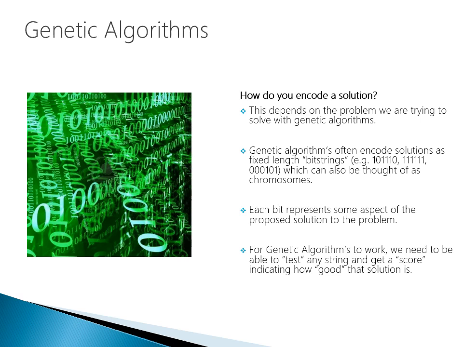For genetic algorithms to work, we need to be able to test any string or chromosome and get a score indicating how good that solution is. So we have to take our bit string and ask, how well does this particular bit string perform given the task that we're trying to solve?